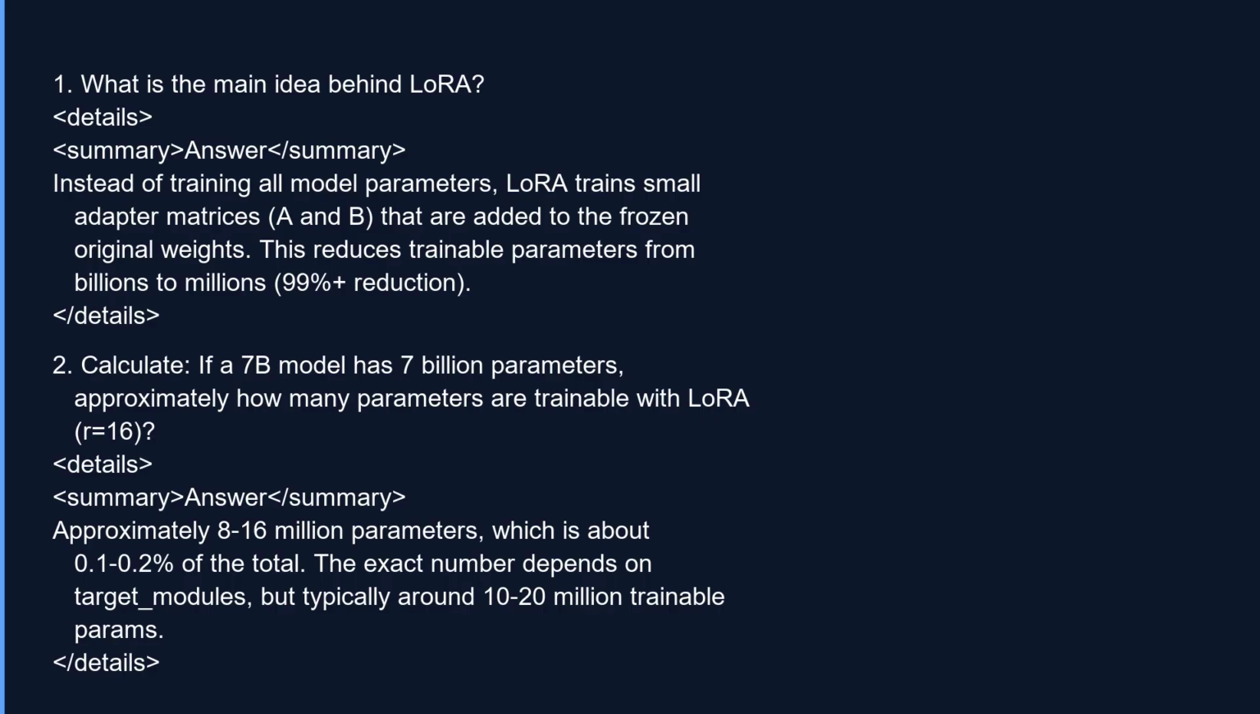3. What is the difference between low-rank adaptation and quantized low-rank adaptation? Answer: low-rank adaptation keeps the base model in 16-bit, with adapters trained. Quantized low-rank adaptation quantizes the base model to 4-bit, with adapters still trained in higher precision. Quantized low-rank adaptation uses 4x less memory with minimal quality loss.